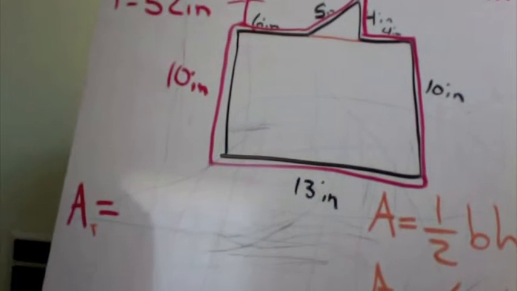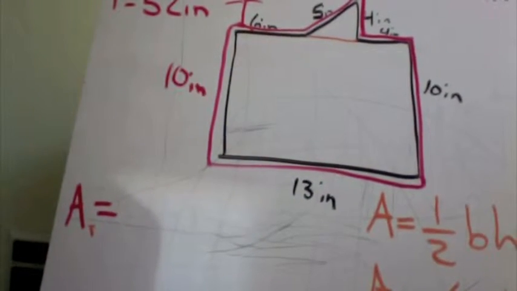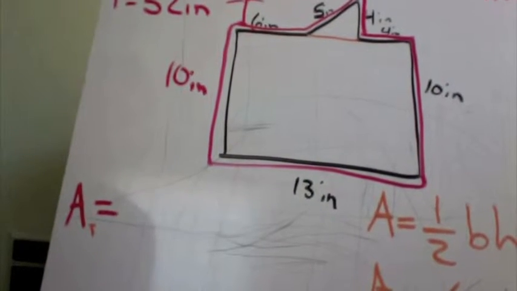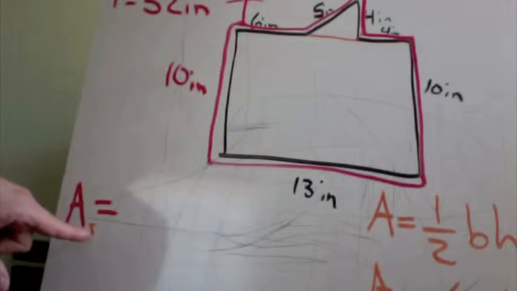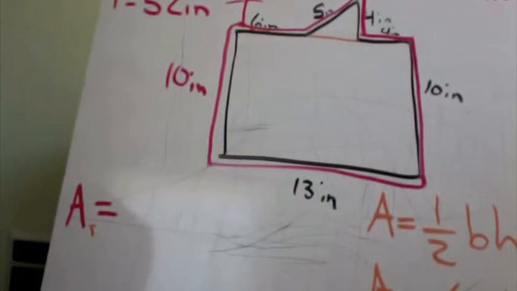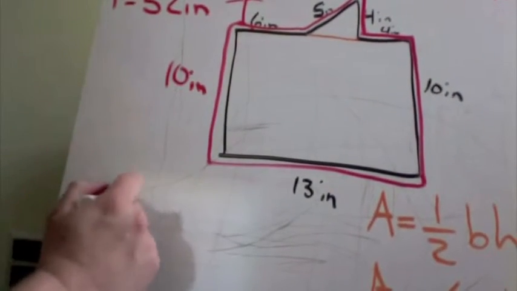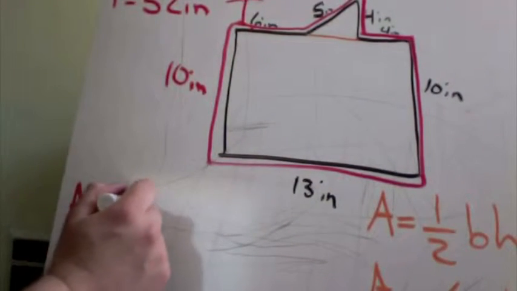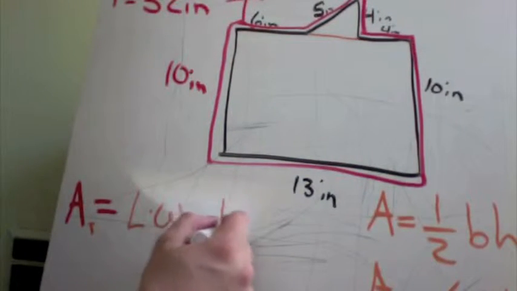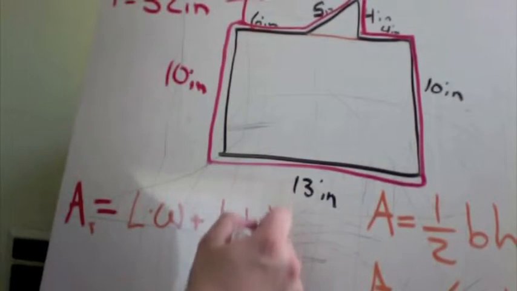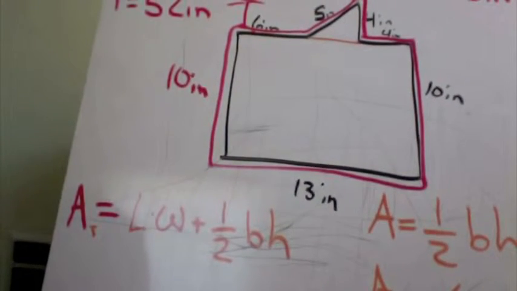Okay, so I'm looking for total area. I put a little subscript here. You don't need to worry about that. That's just because of my OCD issues. Later on you'll learn about subscripts, but basically it's just a way of telling areas apart. So let's figure out what the area of this rectangle is. Well, it's simply going to be length times width, right? And then I'm going to add the area of the triangle, which is 1/2 base times height. So this is the total area that we're looking for.